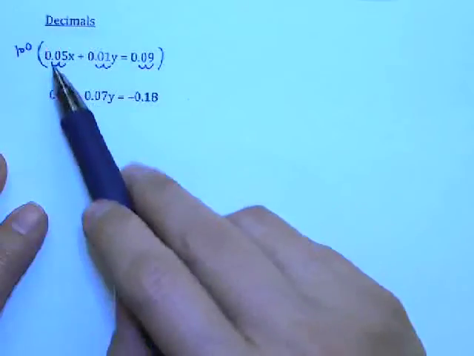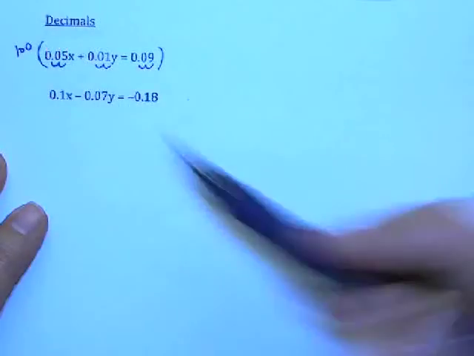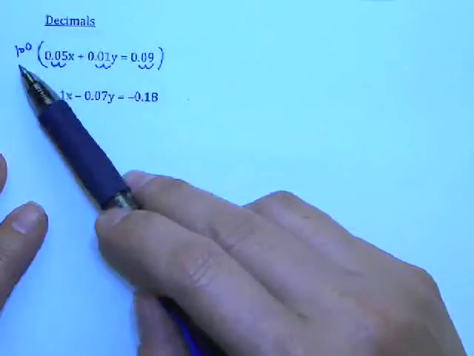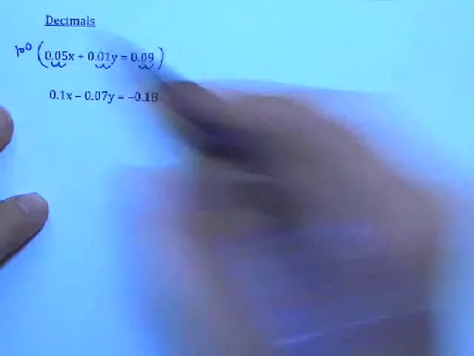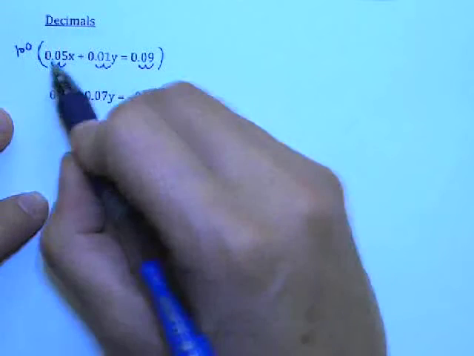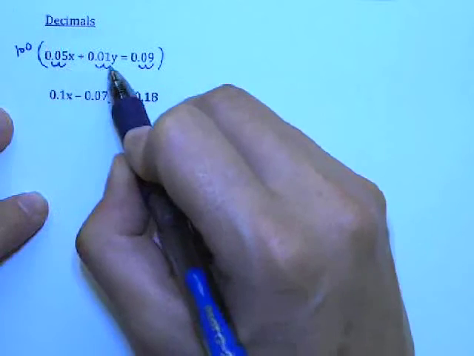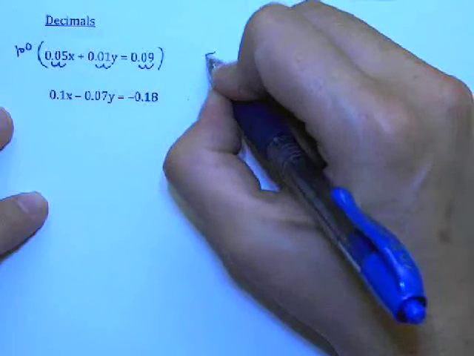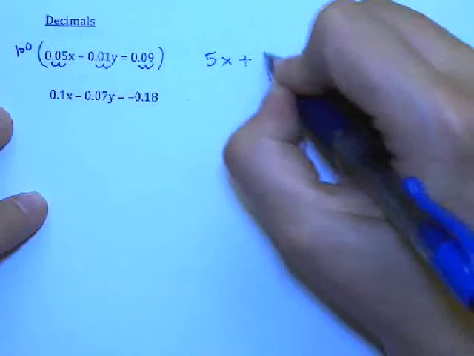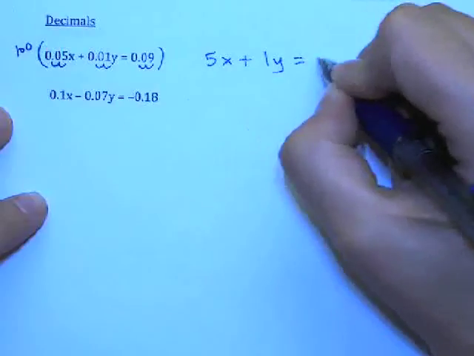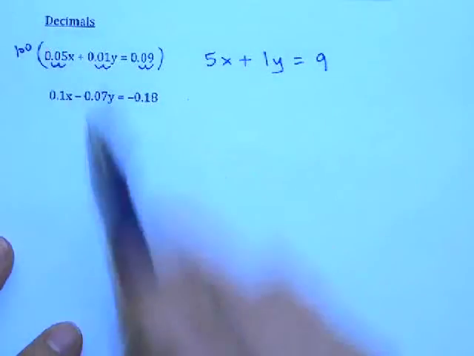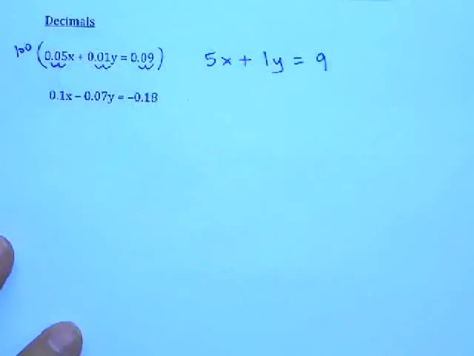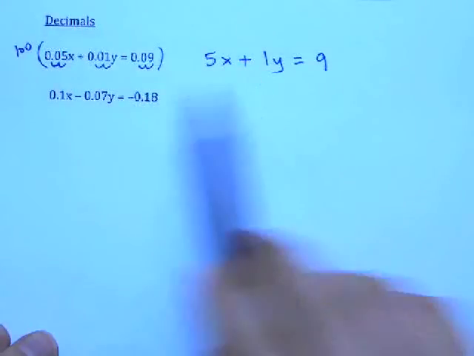If there had been 3 decimal places, I would have multiplied by 1,000, which would have moved the decimal place 3 places to the right. But in this situation, 100 will work. So I'm going to move each decimal place to the right 2 places. This equation becomes 5x plus 1y equals 9. You might want to type that in your calculator to verify what I'm telling you, but we move 2 places to the right when we multiply by 100. That equation looks a lot nicer to work with than this one right here.